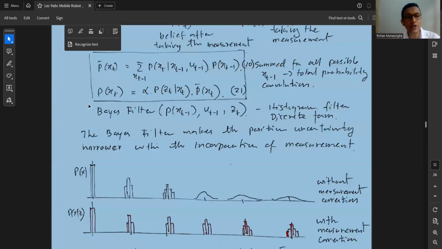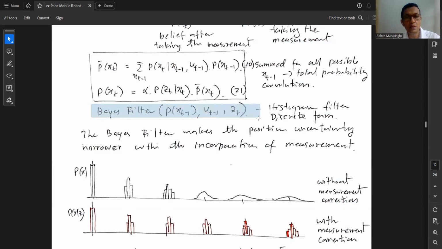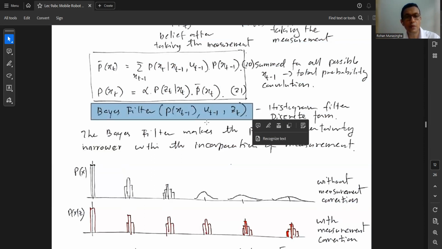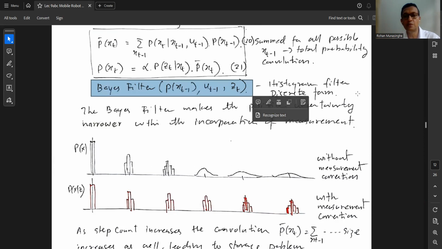So this Bayes filter takes ZT, that is the measurement, ut minus 1, that is the control signal given at t minus 1, and the measurement is taken at t, and also pxt minus 1, the probability distribution function at t minus 1. So this is an iterative process. Computationally much more efficient.